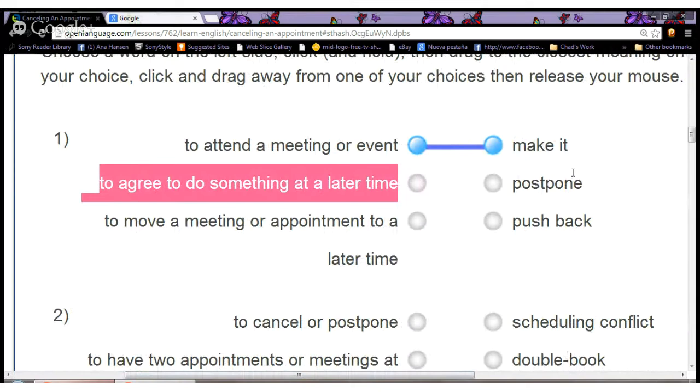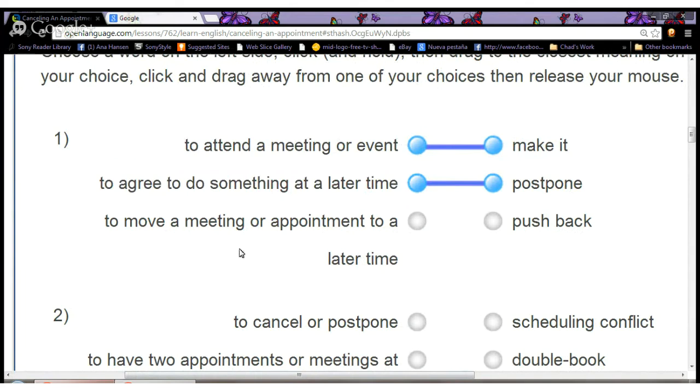Is that postpone or push back? Which one is it? Postpone. Okay, good. So to move a meeting or appointment to a later time. Oh, I'm sorry, so sorry. Agreeing to do something at a later time is going to be push back. And to move a meeting or an appointment to a later time is postpone.